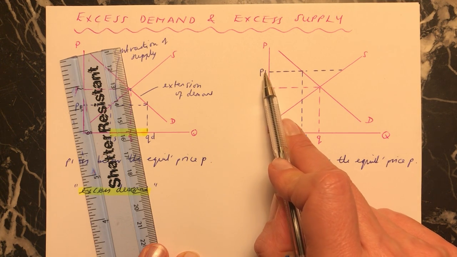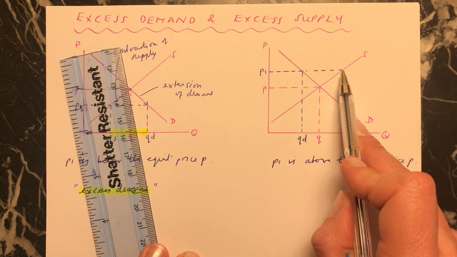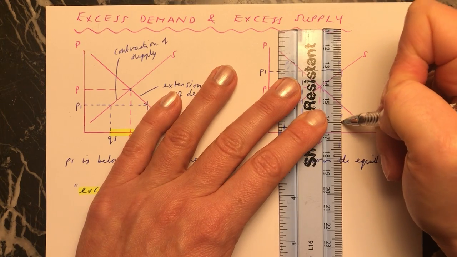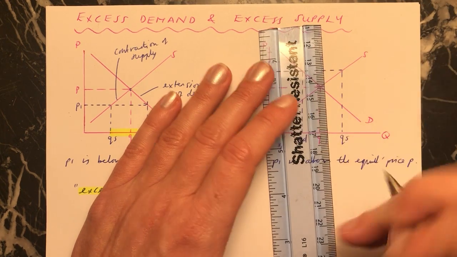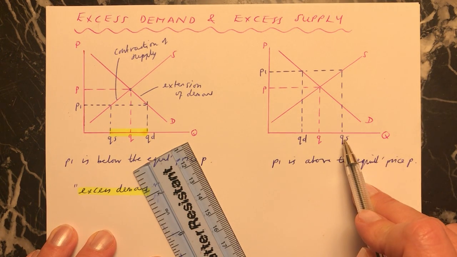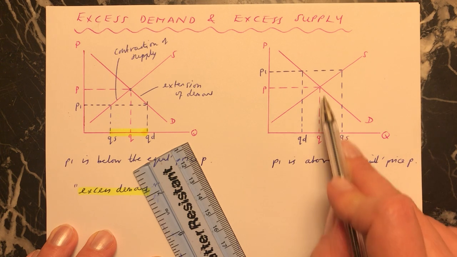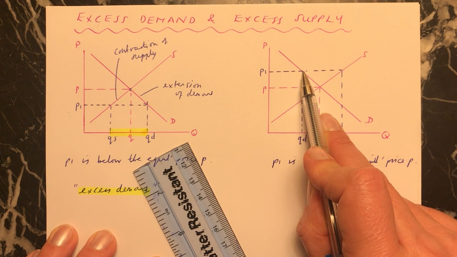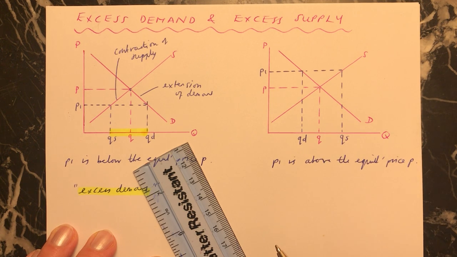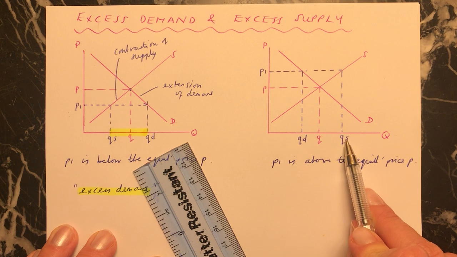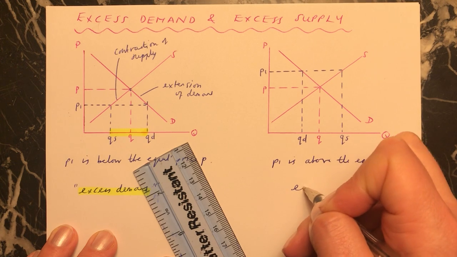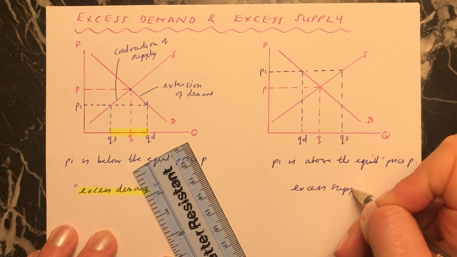However, at the higher price, suppliers want to supply a higher quantity than they did at the equilibrium price because they're getting more money for the product. So the quantity supplied is higher. And what we've seen, there has been a contraction of demand and there has been an extension of supply. And now our quantity supplied is greater than our quantity demanded. So here we have excess supply.